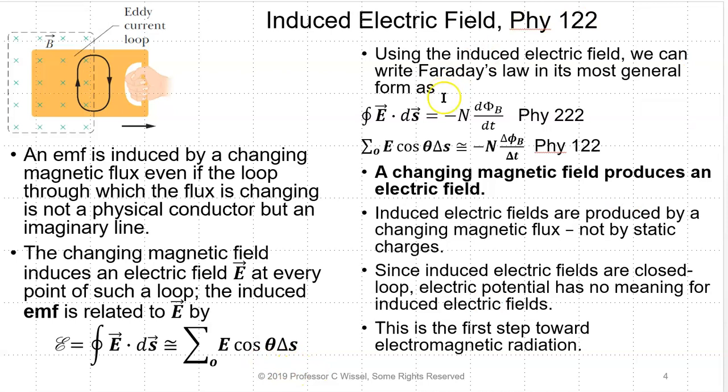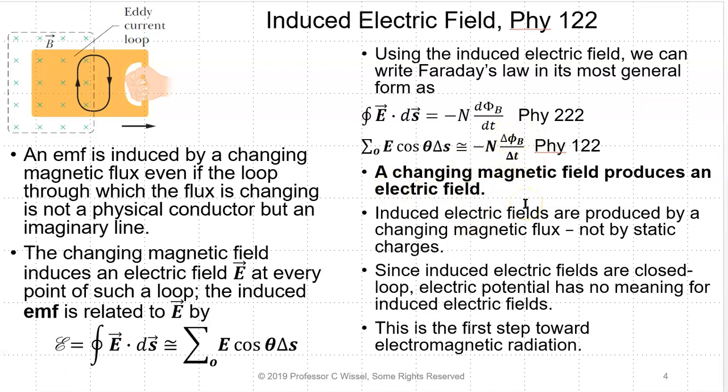Using the induced electric field, we can rewrite Faraday's law in its most general form as, and of course this is for Physics 222 students, but it doesn't hurt anybody to see this, the integral of E dot ds equals minus N dΦB/dt. We can approximate this as the sum of E cosine theta delta S is approximately equal to minus N times delta ΦB over delta t.